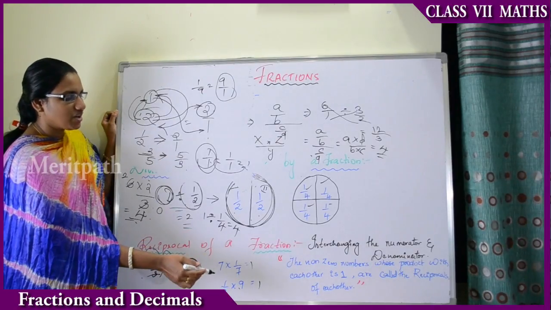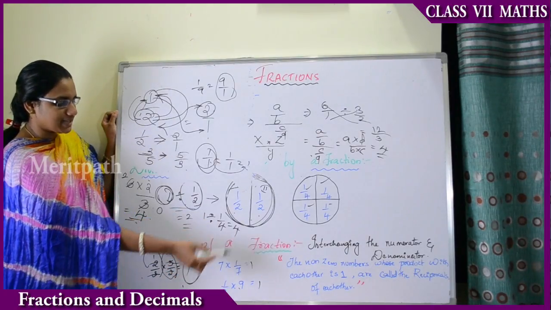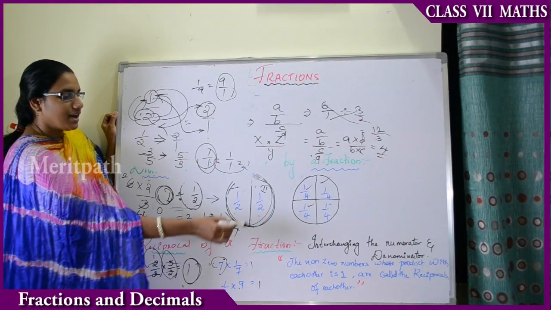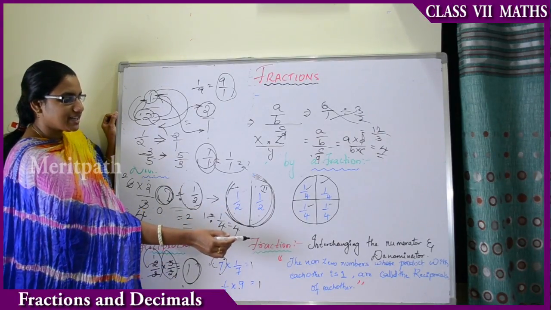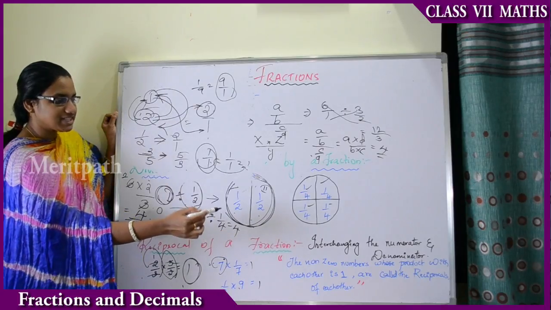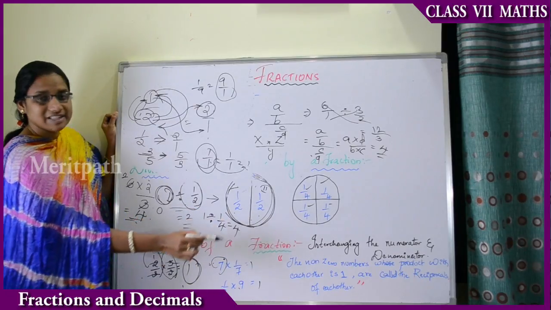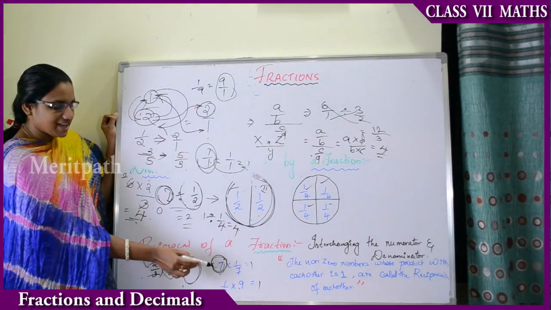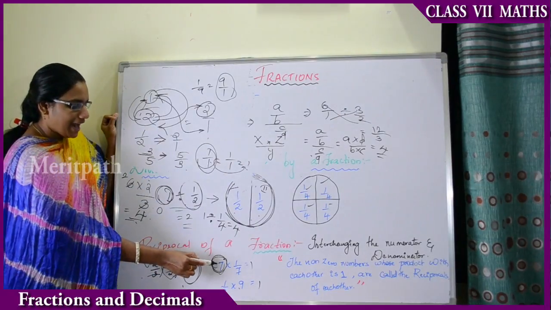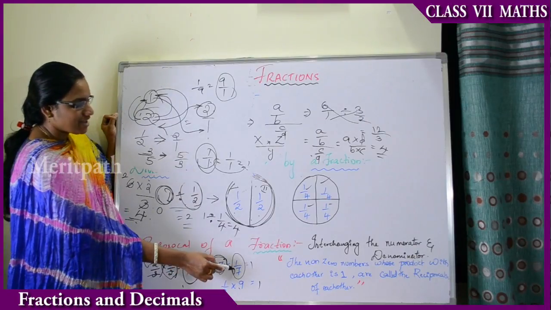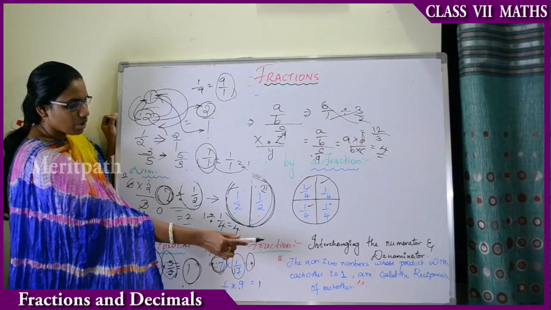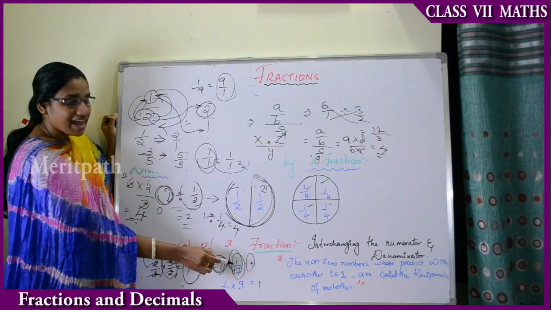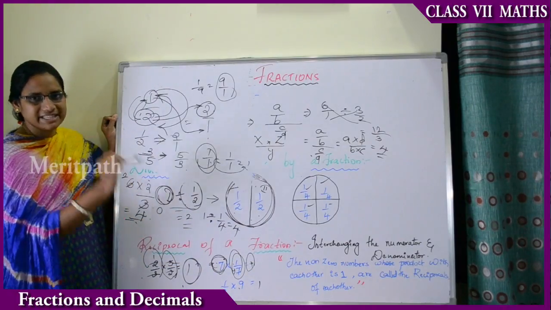So the statement here goes like this: non-zero numbers, that is other than 0, whose product with each other is 1, are called the reciprocals of each other. That means here I have taken 7 as a non-zero number and I have multiplied it with 1 by 7. I got the answer 1. So the product is 1. So we say 1 by 7 is the reciprocal of 7.